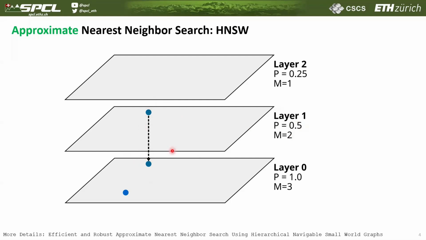And then there are also some points, but this is just a small fraction of points, that are added to all three layers. And in this case, we add edges from layer 2 to layer 1 and layer 1 to layer 0. Now we do this for our remaining points.